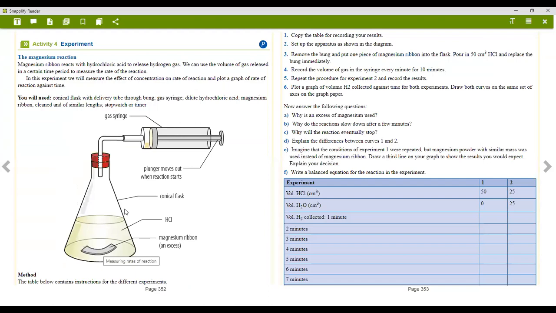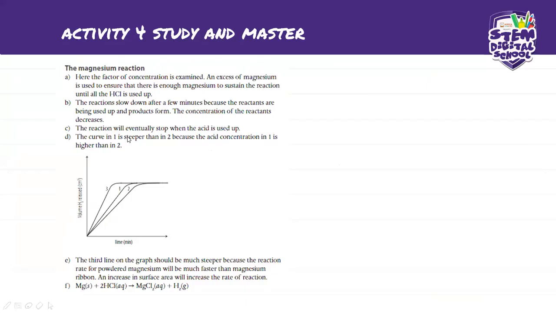So you see the graphs, this is 1, 2, and 3. Curve one is steeper than curve two because the acid concentration in one is higher than in two. Obviously, acid is much stronger than normal water. So that's why it's got a steeper curve than the one for number two. These are the graphs as we see them, probably the one of hydrochloric acid and the other one for water.